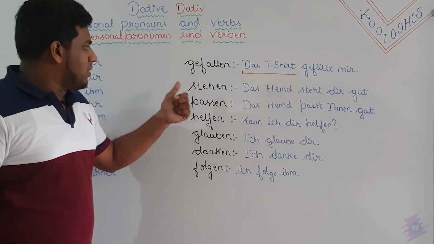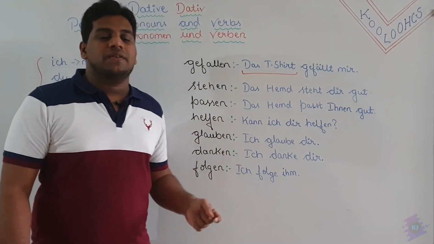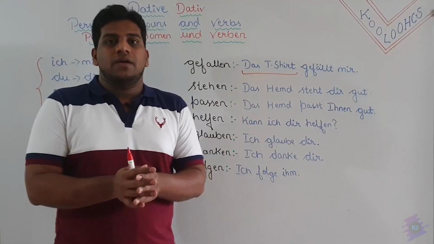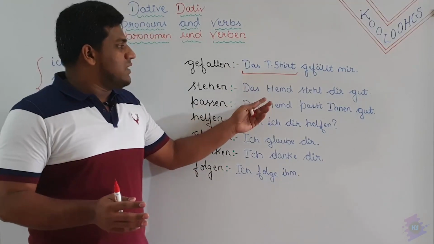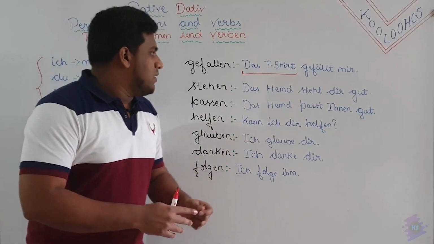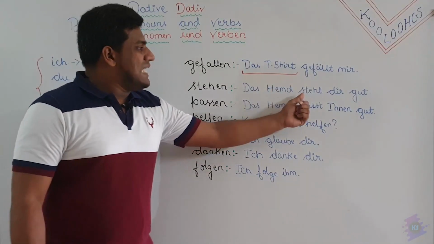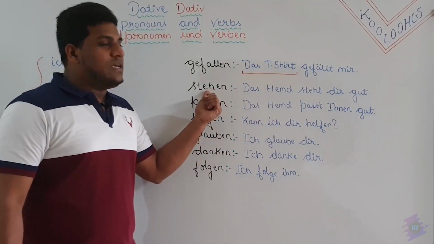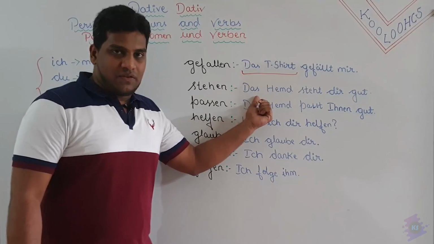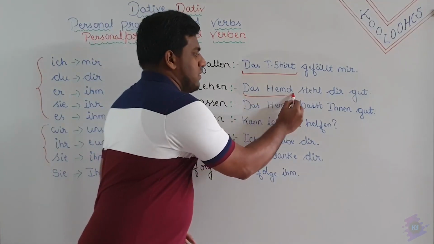And the next verb is stehen. Stehen is to suit somebody, okay. For example, the shirt suits you good. That is, "Das Hemd steht dir gut." Hemd is a formal shirt. Stehen, okay, is conjugated in third person singular, okay, as the subject.